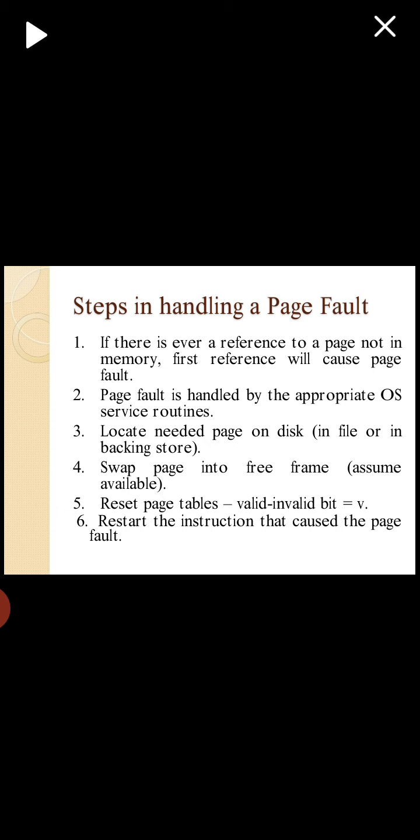Steps in handling a page fault. First, if there is ever a reference to a page not in memory, the first reference will cause a page fault. Second, the page fault is handled by the appropriate operating system service routines. Third, locate the needed page on disk. Fourth, swap the page into a free frame, assuming one is available. Reset the page table, with the valid-invalid bit set to valid. Restart the instruction that caused the page fault.